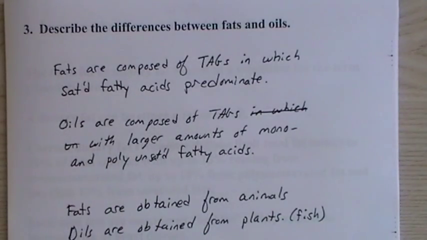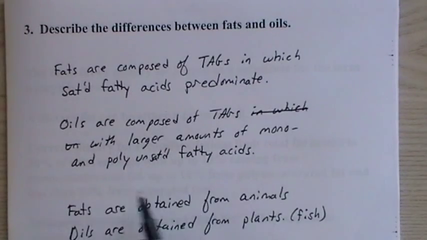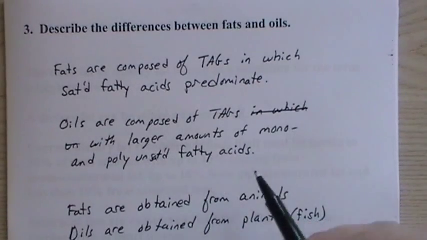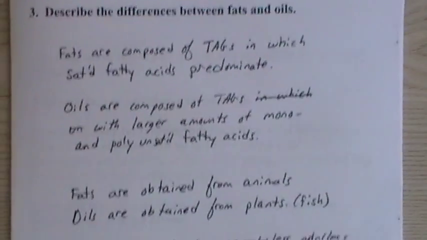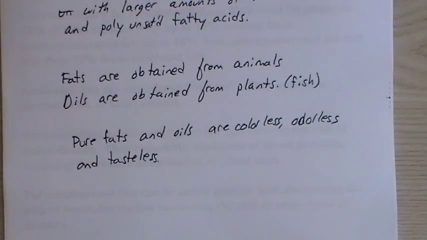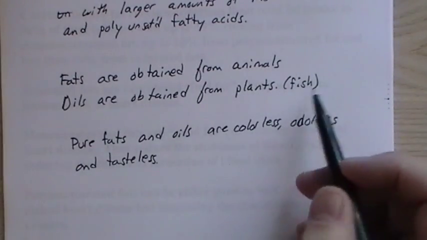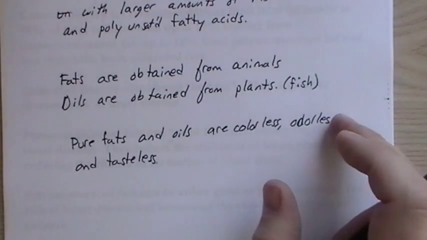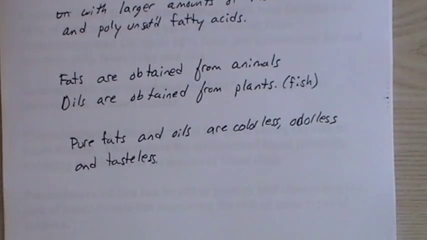You can always solidify pretty much anything, but oils tend to be liquids because of that unsaturated characteristic of the triacylglycerols. Fats are obtained from animals in general, and oils are obtained from plants in general. Of course, we have fish oils as well. So again, this is just general ideas.